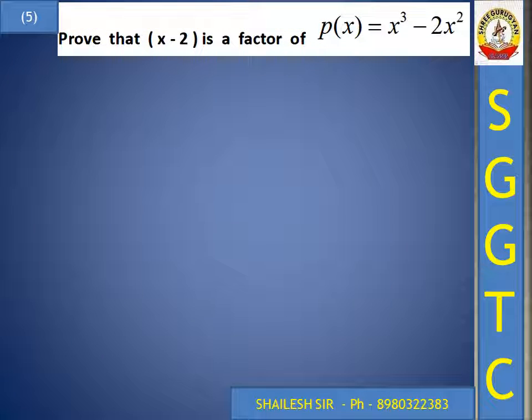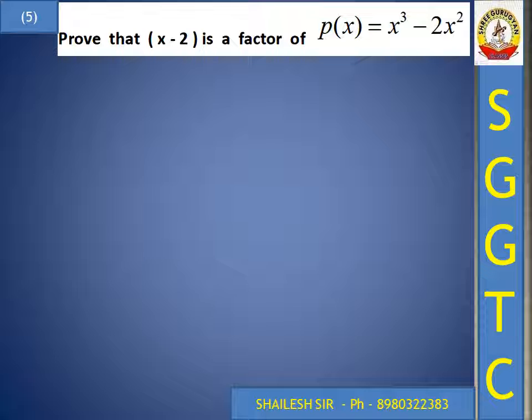Now prove that x minus 2 is a factor. Students, here it is not an examine. It means I am checking whether it is true or false. Here it is given to prove that. Prove that means definitely the remainder is 0. Then my question is proved.